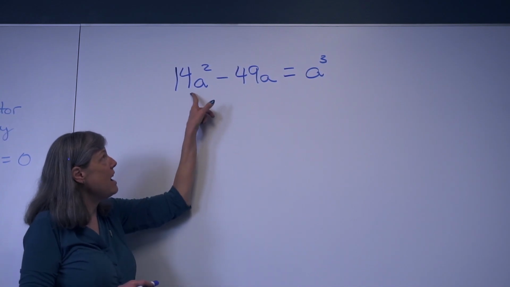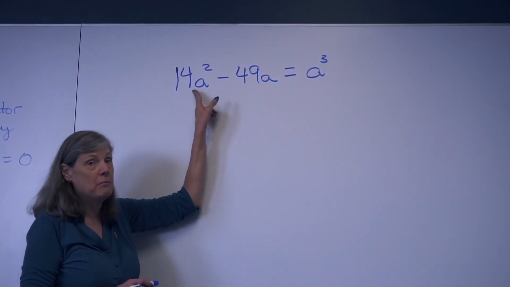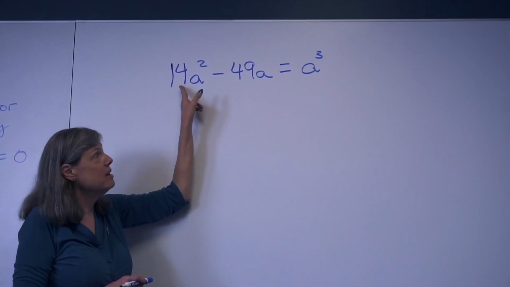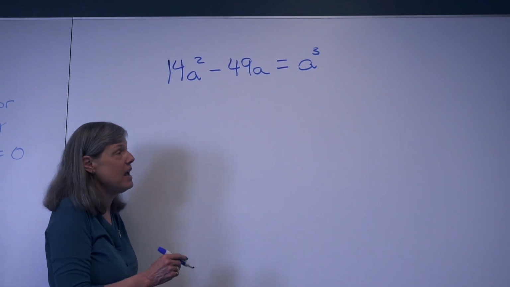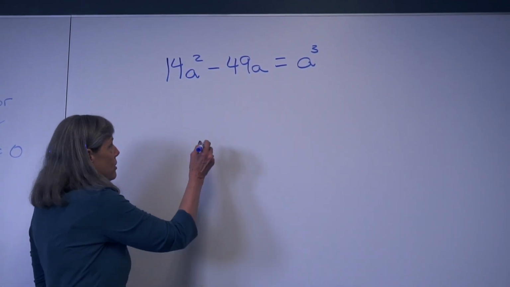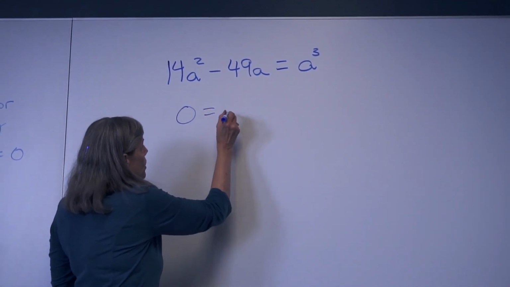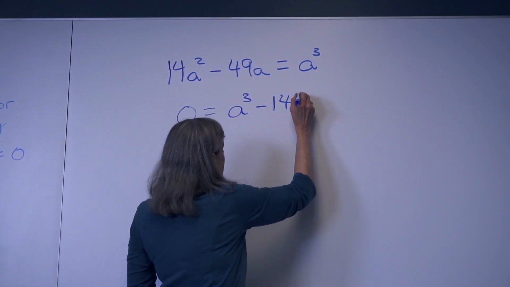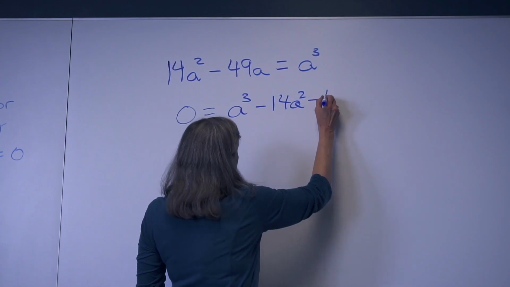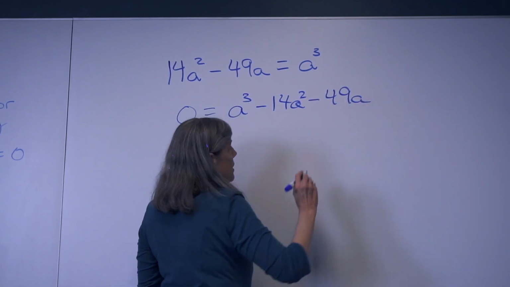But I'm going to subtract this one and add this one. Remember, when it goes across the equal sign, this guy's sign will change to negative, this one will change to positive. And we want to put them in descending order. So we will have this.